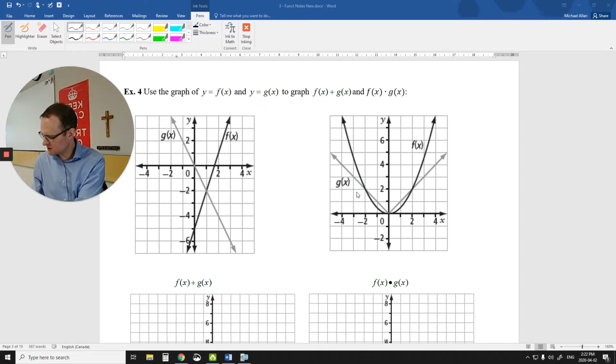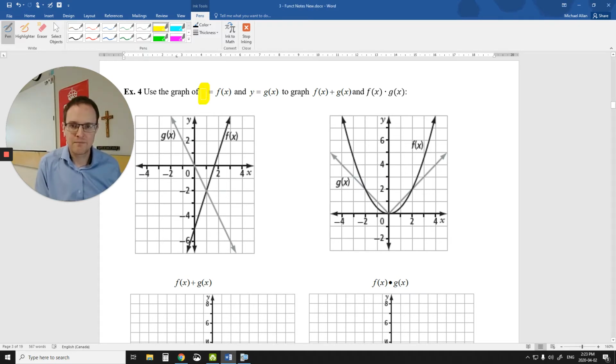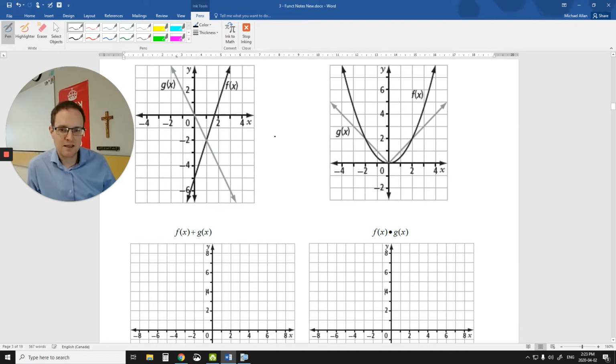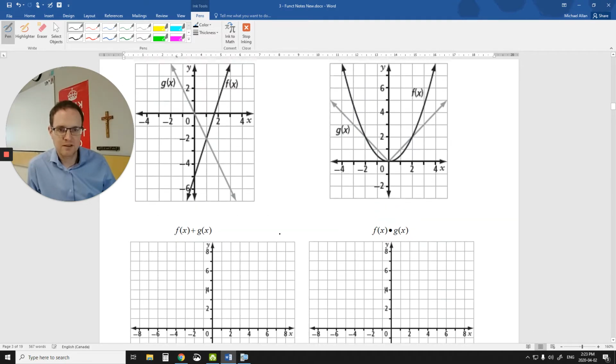Pretty easy little lesson. We're just going to do a bunch of graphing here. We're going to add, subtract, divide graphs. And I pretty much already said what I needed to say about adding, subtracting, multiplying, dividing graphs. Because this is just equal to y, and this is just equal to y, you're really just adding y values together, or multiplying y values together, or dividing y values. So in this case, I want to use this to graph plus and the times. You can see both there.